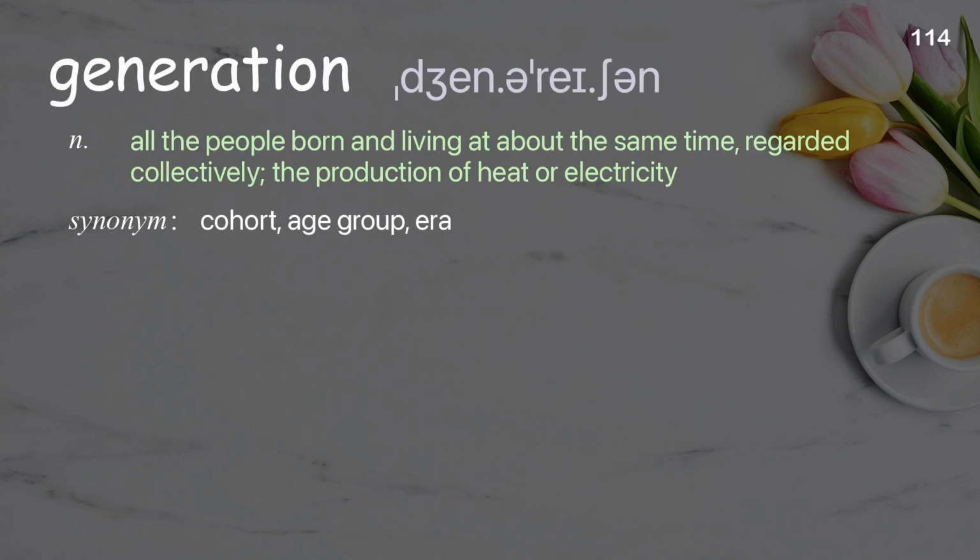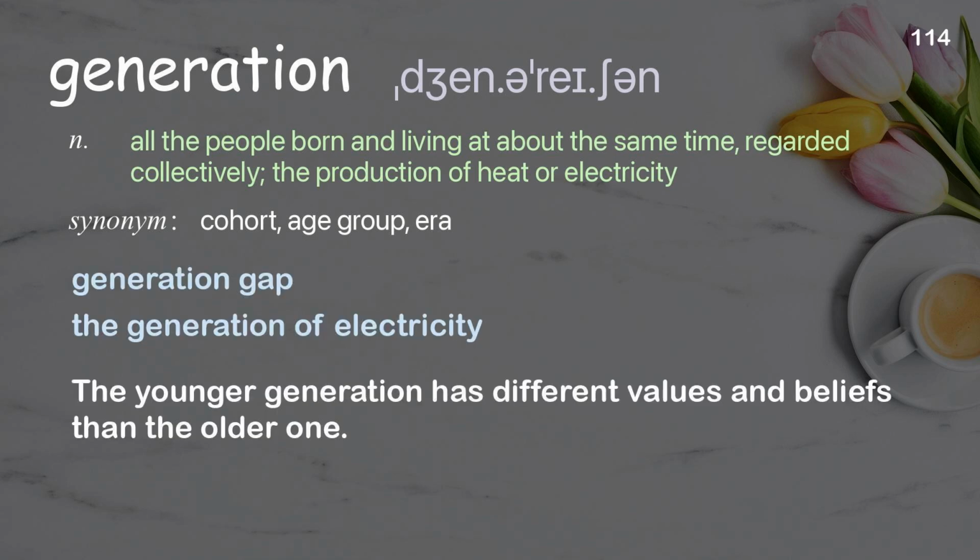Generation. All the people born and living at about the same time, regarded collectively, the production of heat or electricity. Examples: generation gap. The generation of electricity. The younger generation has different values and beliefs than the older one.